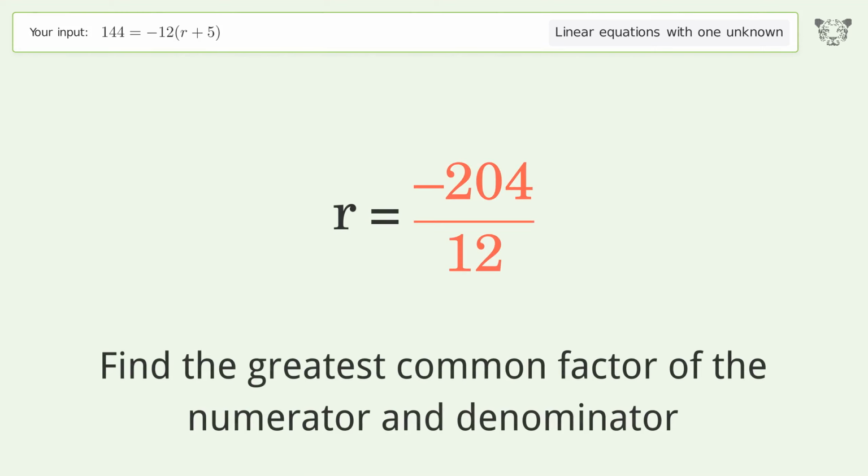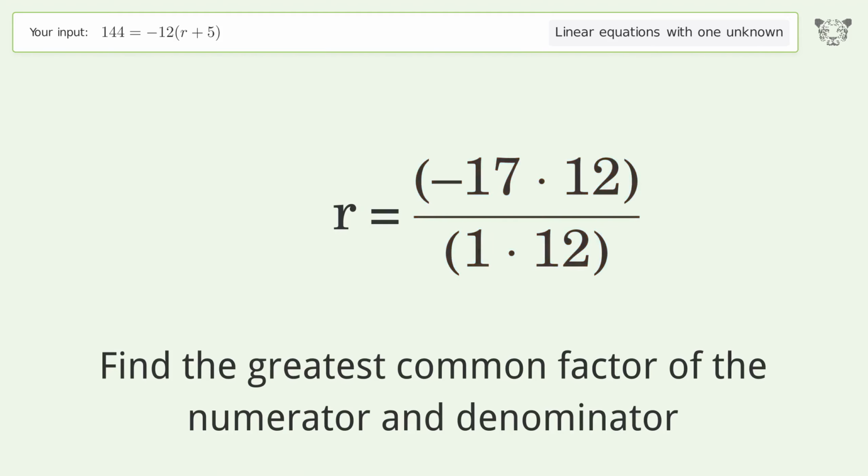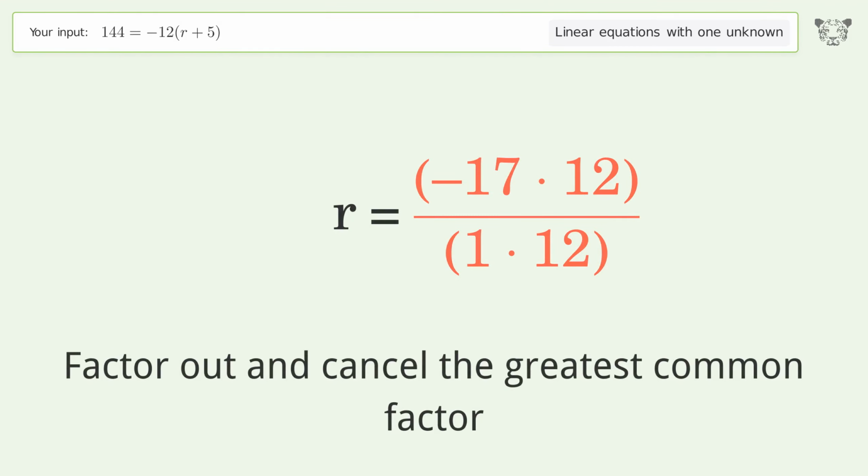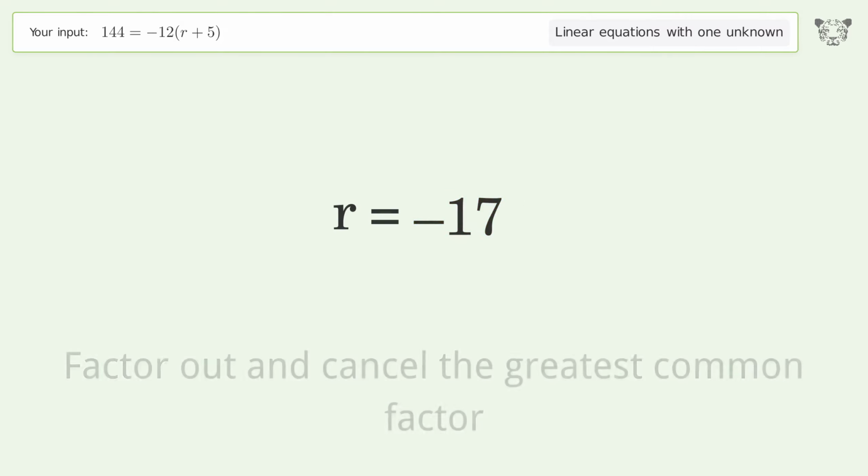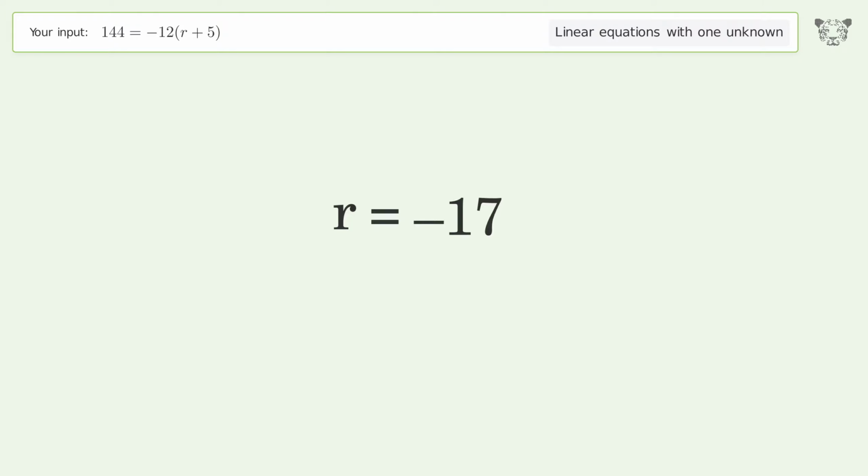Find the greatest common factor of the numerator and denominator. Factor out and cancel the greatest common factor. And so the final result is r equals -17.